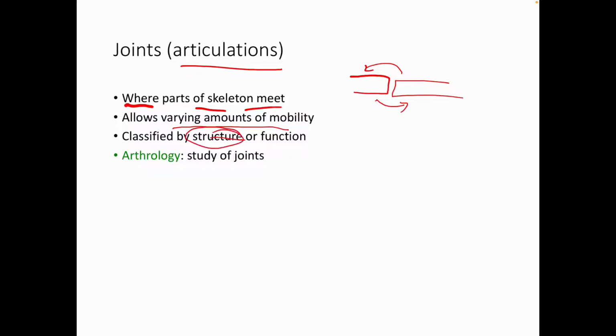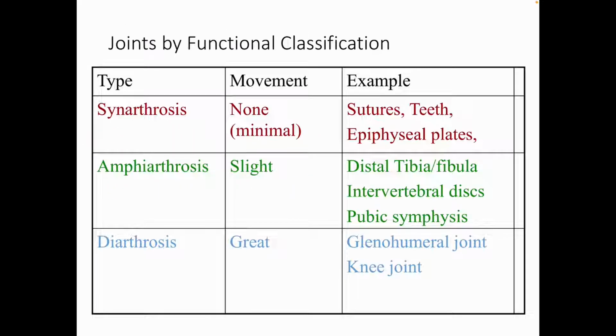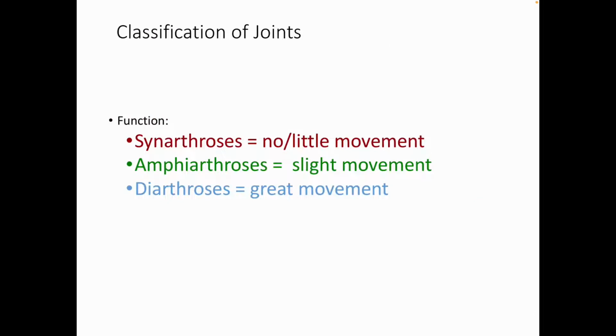One is by structure, or how they're put together, and the other one is function, or how they move in the body and what their roles are. And the study of the joints is known as arthrology. Okay, so we have a classification of the joints. So we have synarthrosis, amphiarthrosis, and diarthrosis.